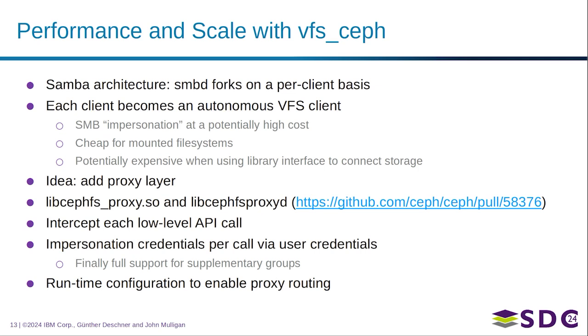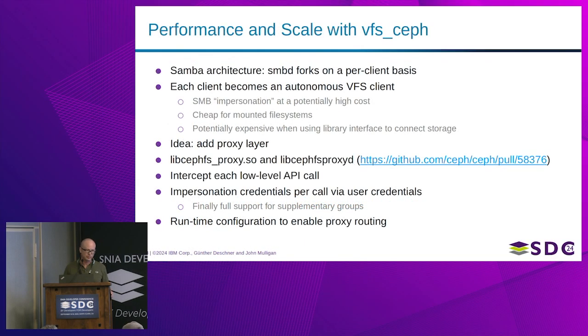In particular, the switch to this low-level API allowed us finally to complete some of the outstanding limitations that this module had earlier, which was no support for supplementary group memberships. Because this low-level API basically passes down the user token to the lower levels of libcephfs, that makes it possible to properly communicate the full group and token information to Ceph and then make the right authorization decisions.